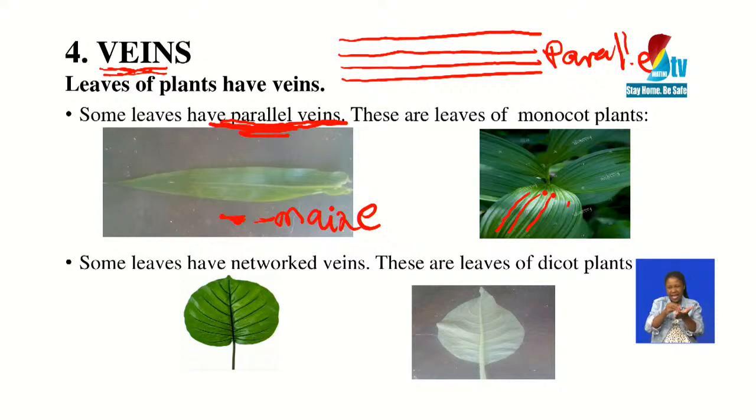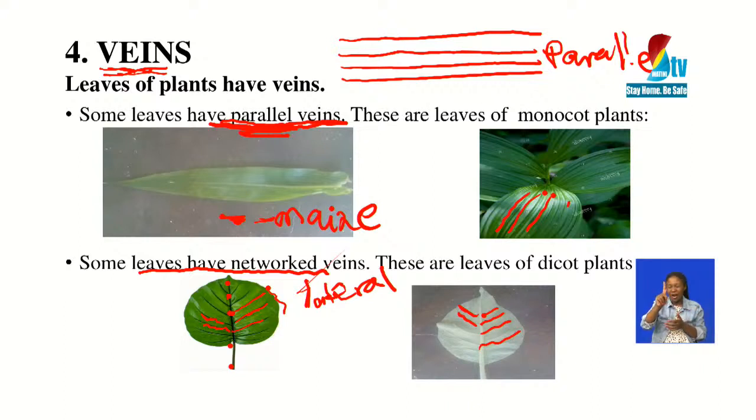Some of our leaves have networked veins, which means the veins are lateral. When we're talking about lateral veins, we mean these veins run from this part, which is the center, to the edge, or to the end of this leaf, which means they are network veins. They are lateral network veins. This one also has network veins. These veins are not parallel, but they are lateral, or networked.